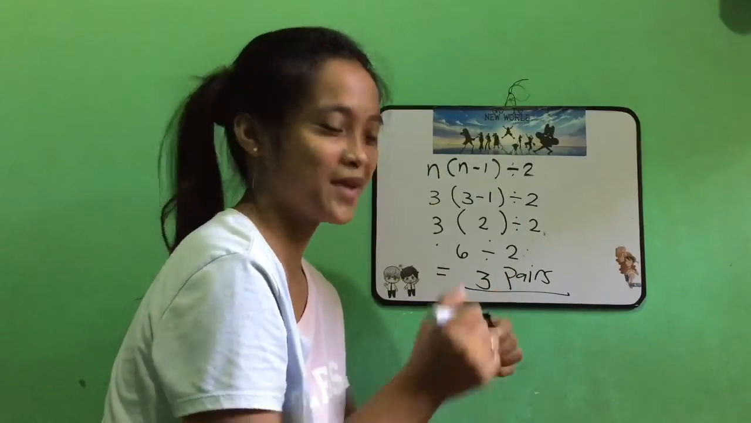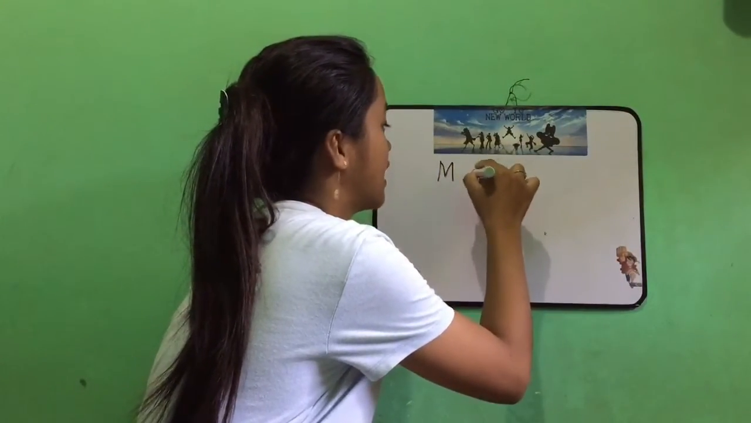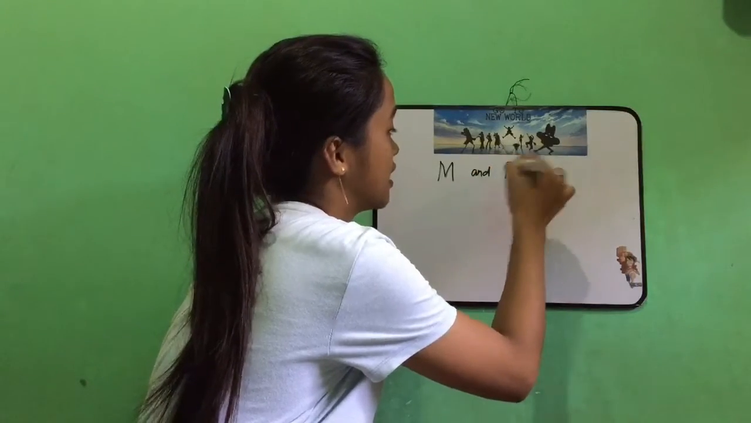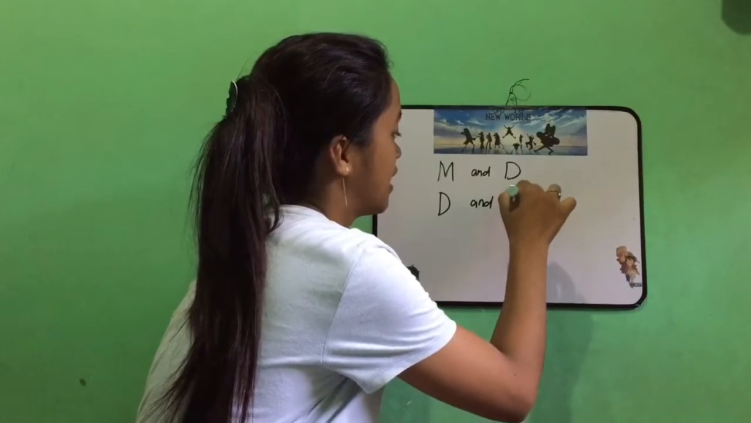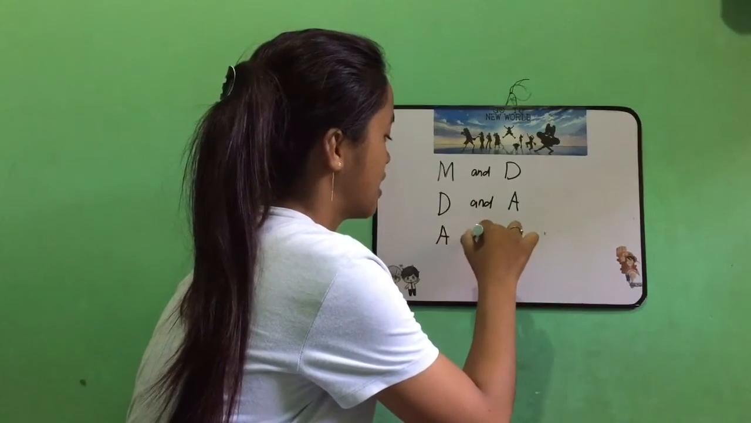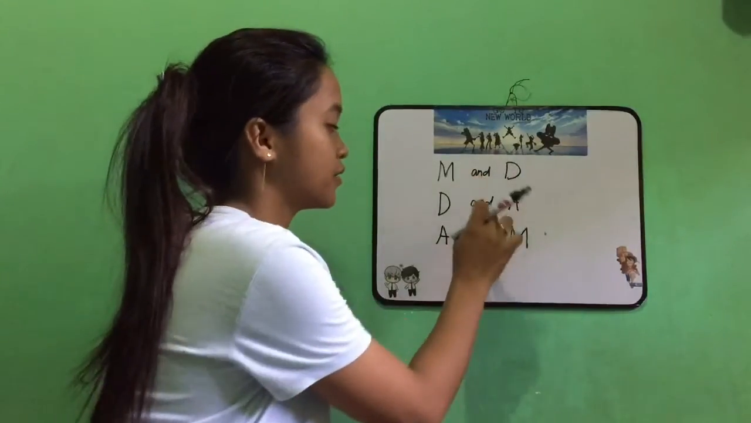So, 3 pairs. We need to contrast 3 pairs. What are the pairs we need to contrast? So let M be the main course, let A be the appetizer, and let D be the dessert. So now, let's contrast. M and D, D and A, and A and M. So we have already 3 pairs.